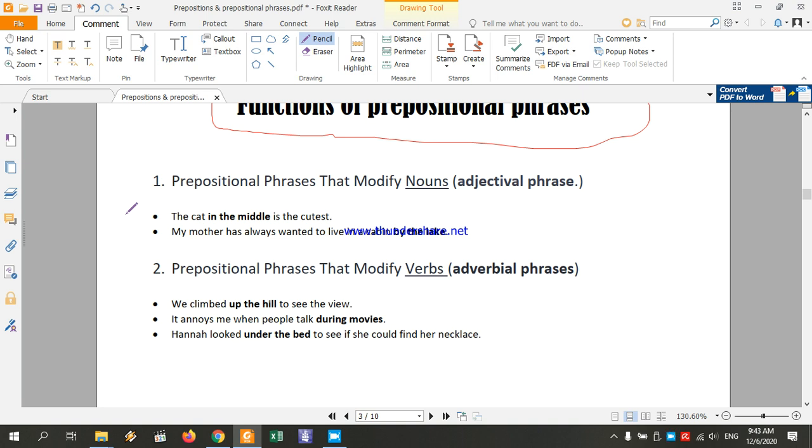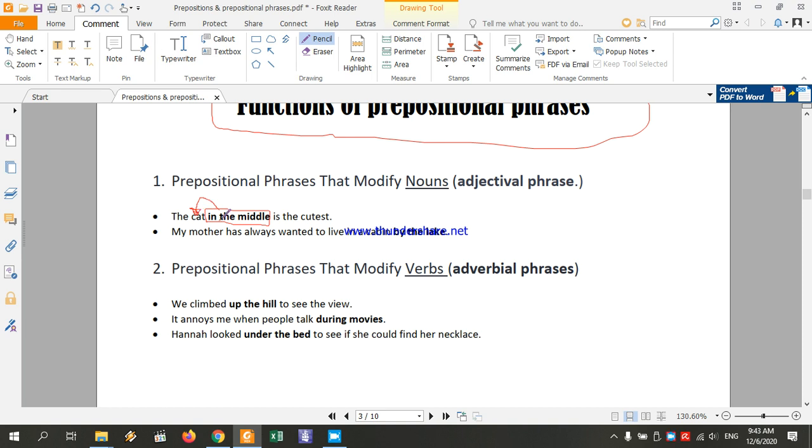Let's read this example. The cat in the middle is the cutest. Here is the prepositional phrase in bold. So what's its purpose? It's here to describe or modify the noun, which is the word cat. Let's assume that we have three cats in front of us: one on the right, one in the middle, and one on the left. I'm talking about the one in the middle, not the one on the right, nor the one on the left.